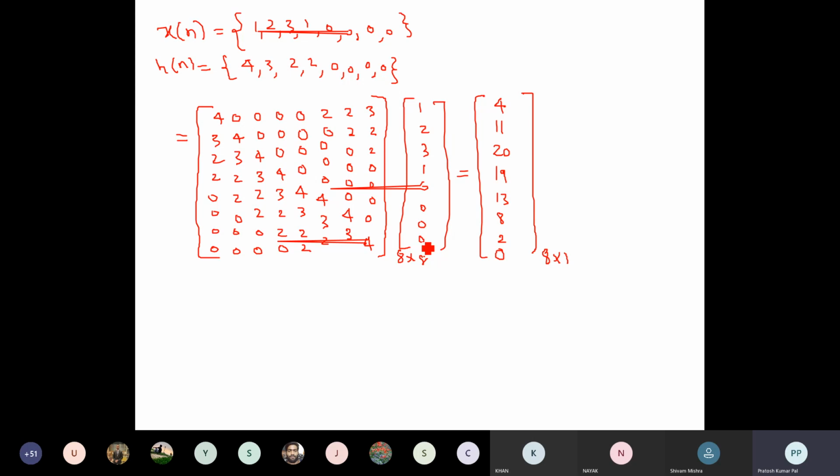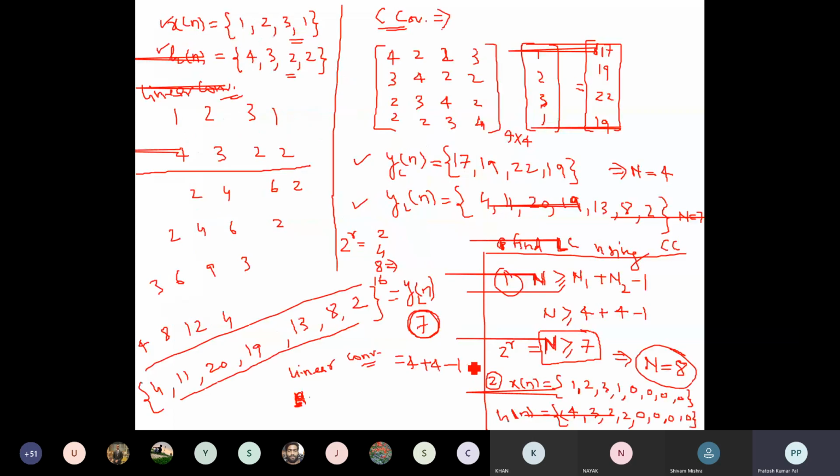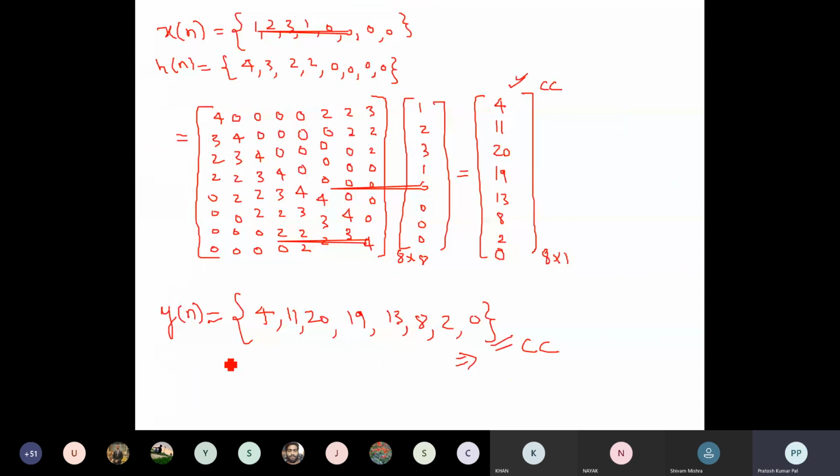Okay, so the circular convolution result will be y of n, that will be 4, 11, 20, 19, 13, 8, 2 and 0. Okay, so this is the result after calculating the circular convolution. But this result is similar to the result that we got in the previous one. This is the result by using linear convolution, and the same result is obtained by using circular convolution.